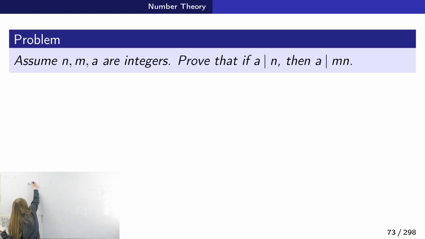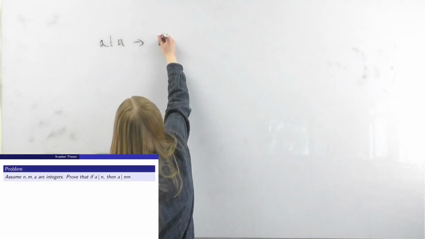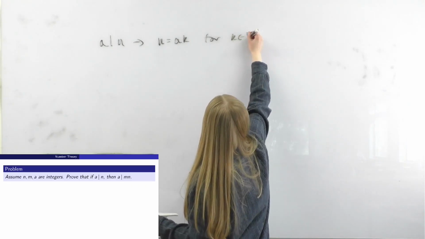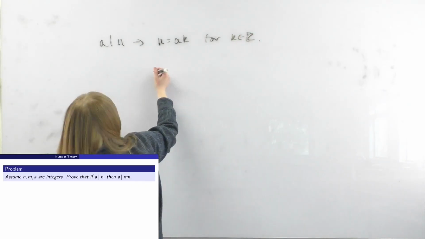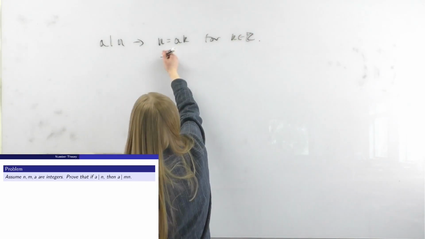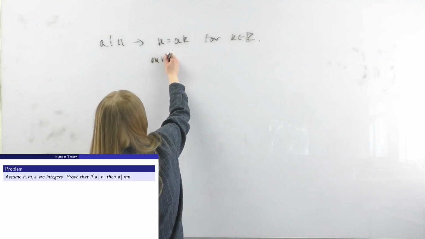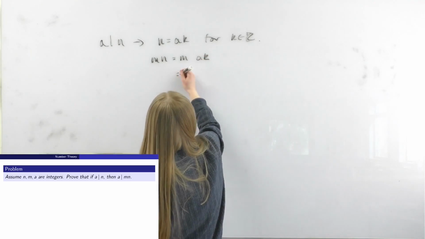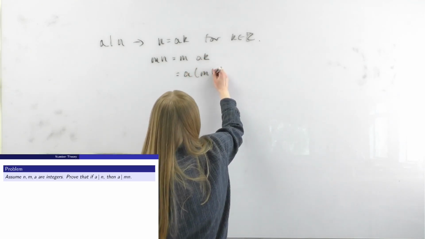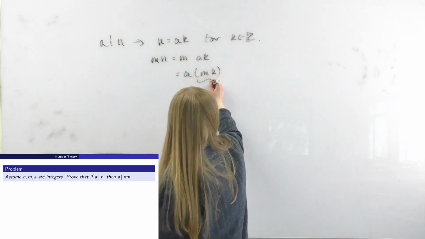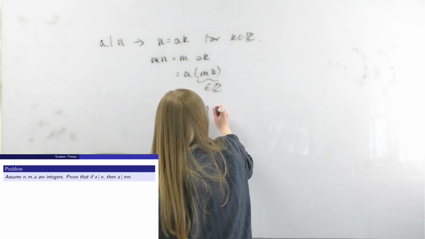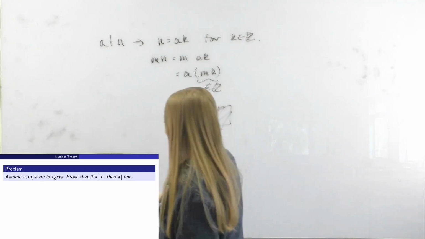So if we're given that A divides n, we know that n is equal to AK for some k in Z, right? We can just multiply both of these sides by m, AK, and do some switching around. This is an integer. Thus, A divides m times n. QED.